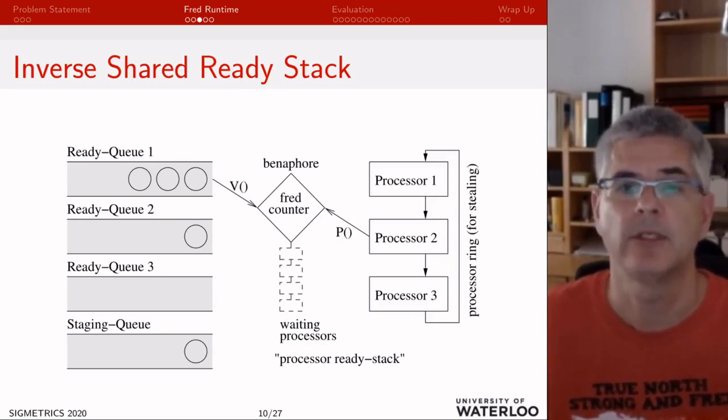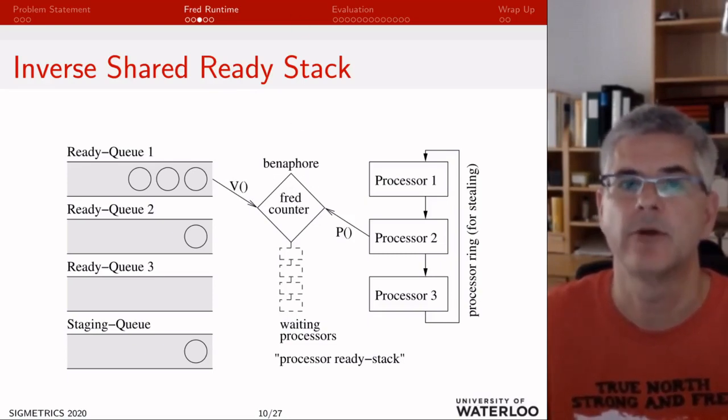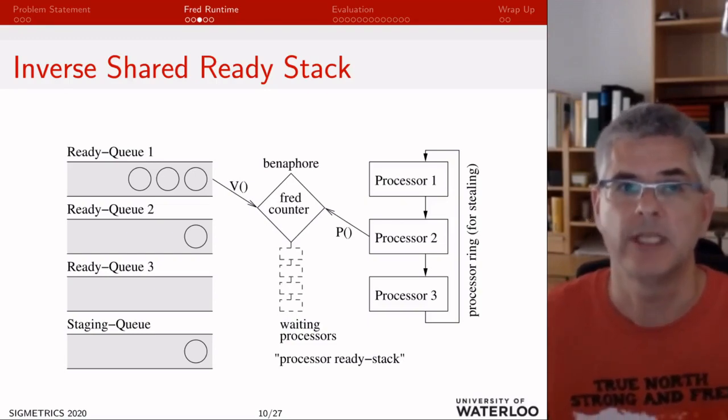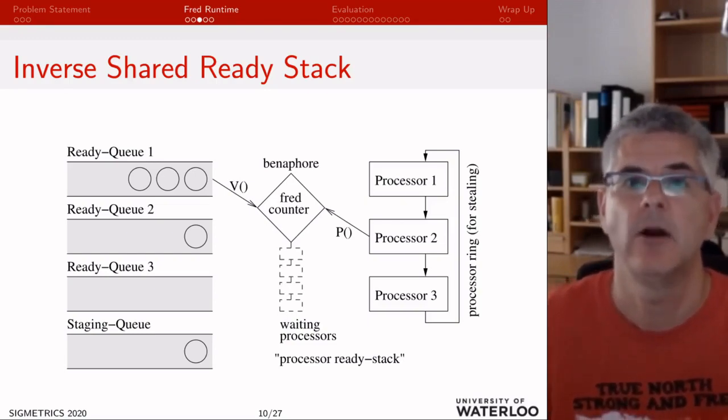Using an atomic counter is essentially equivalent to what used to be called a benaphore. This is an old idea for making kernel semaphores faster by encapsulating them with an atomic user-level counter. The inverse shared ready stack scheduler requires only a single atomic instruction when the system is busy. More expensive lock operations are only needed in underload situations.